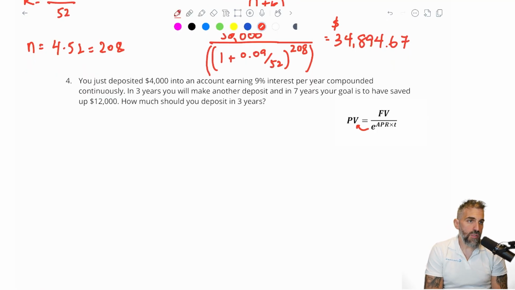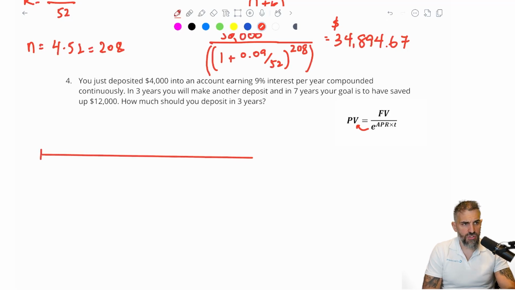So let's see. You just deposited $4,000 into an account earning 9% interest per year compounded continuously. In 3 years, you'll make another deposit, and in 7 years, your goal is to have $12,000. How much will you deposit in 3 years? This is actually a pretty common exam question, so I want you guys to pay close attention to how I solve it.